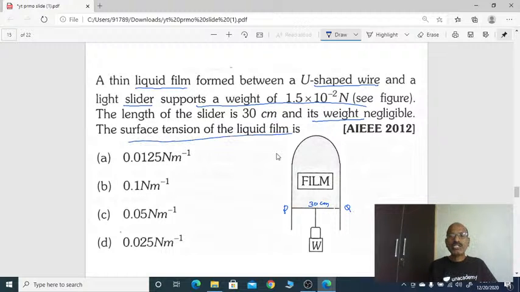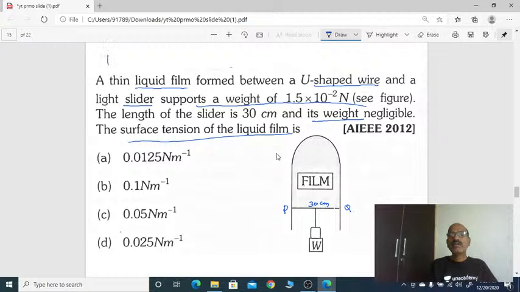The question is: what is the surface tension of the liquid film formed between the U-shaped wire? Here a light slider supports a weight of 1.5 into 10 power minus 2 Newton, right? Now the length of the slider is given as 30 centimeter. What is the surface tension of the fluid?